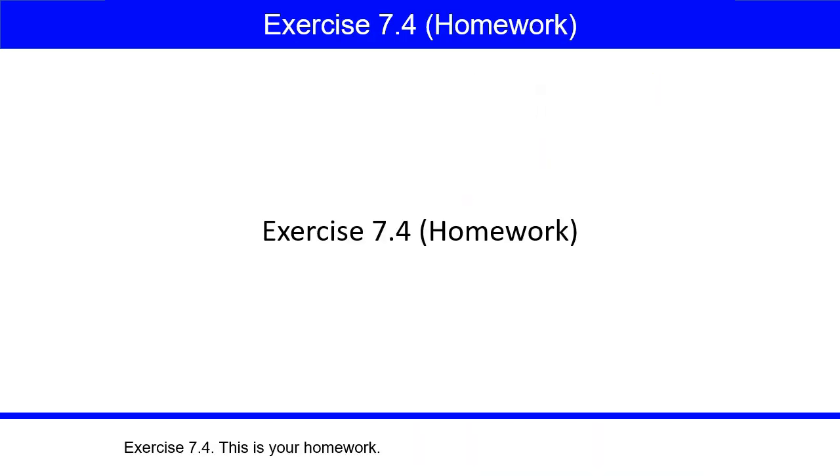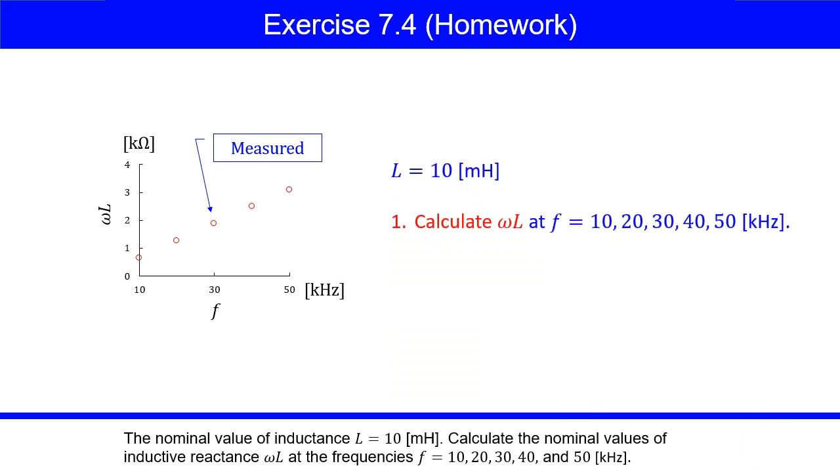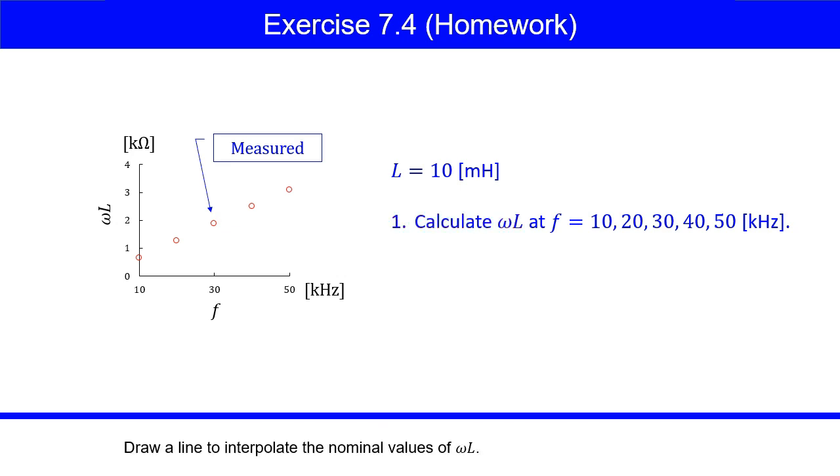Exercise 7.4. This is your homework. This graph is the result of the previous experiment. The nominal value of inductance L was 10 mH. Calculate the nominal values of inductive reactance omega L at the frequencies f equals 10, 20, 30, 40, and 50 kHz. Draw a line to interpolate the nominal values of omega L.